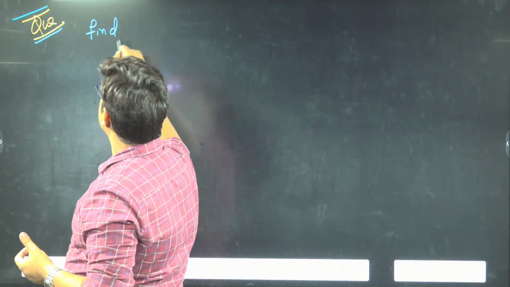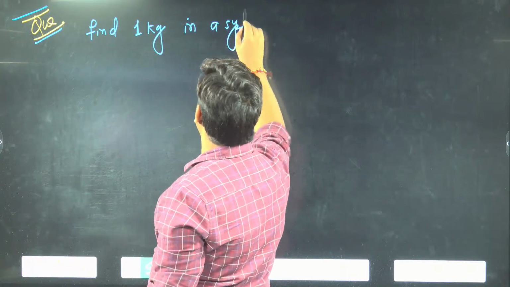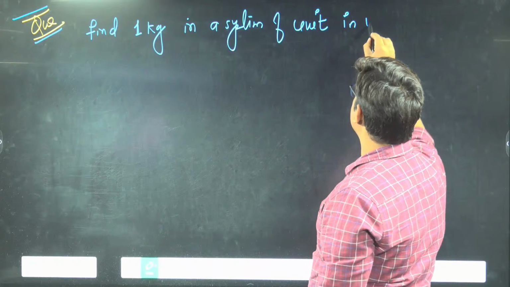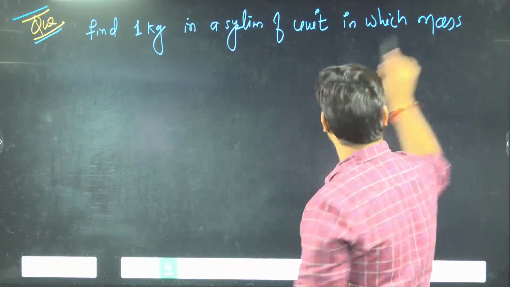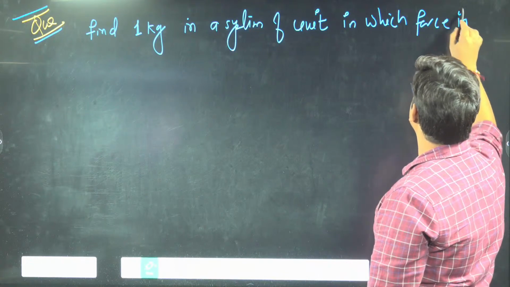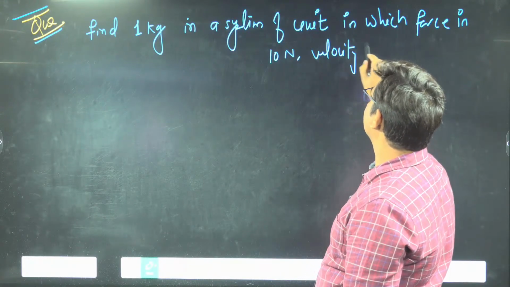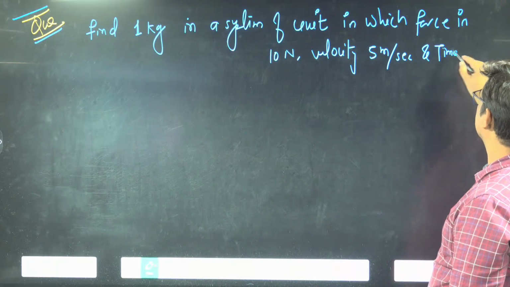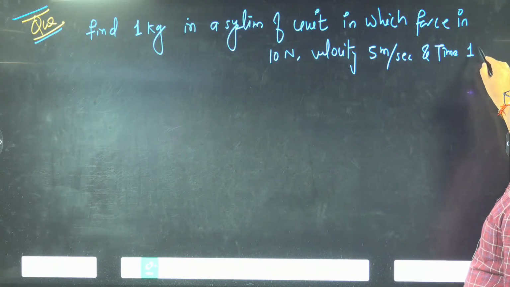Find 1 kg in a system of unit in which force is 10 Newton, velocity is 5 meter per second, and time is, we can say here, suppose 1 minute.